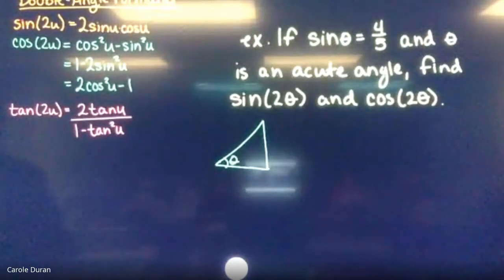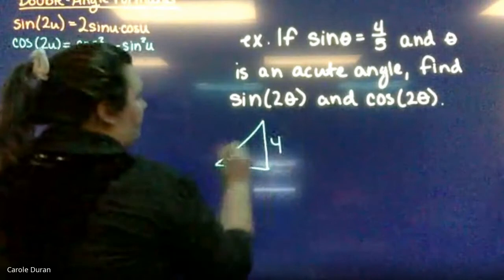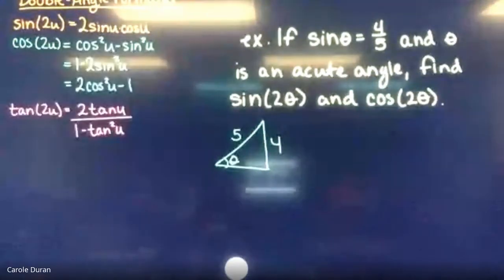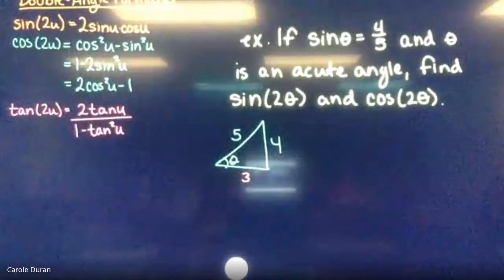Sine is equal to opposite over hypotenuse. So the side opposite theta is my 4, and my hypotenuse is 5. Through the Pythagorean theorem, then, we're going to get that our adjacent side is equal to 3. I trust that you guys can do that on your own and that we don't have to do that together in class.